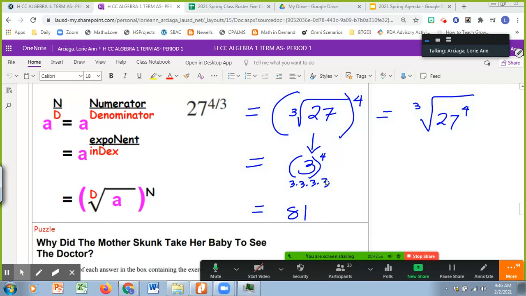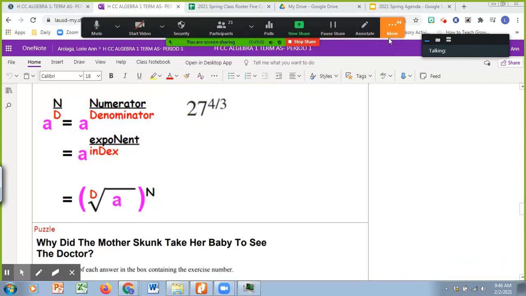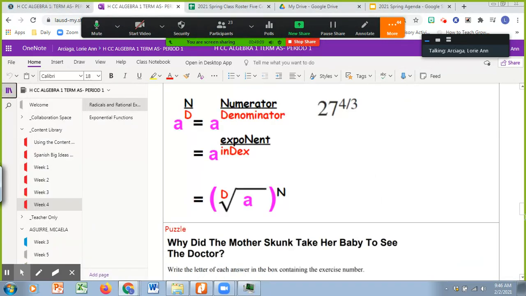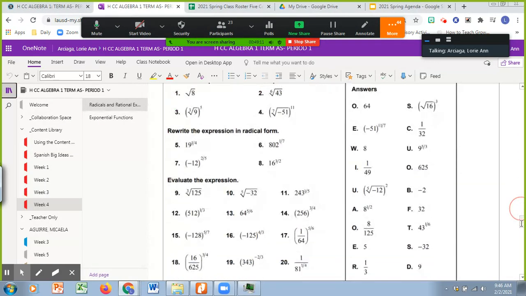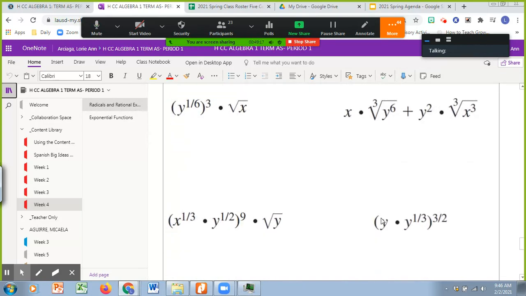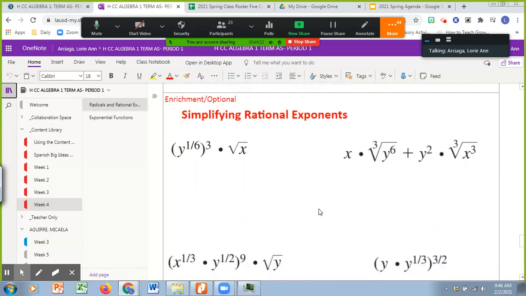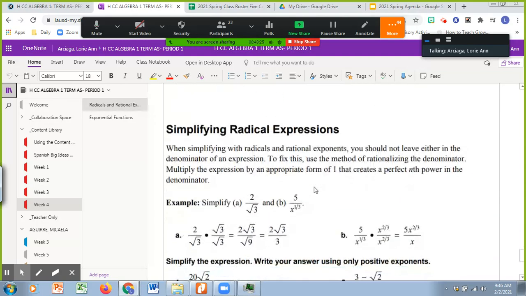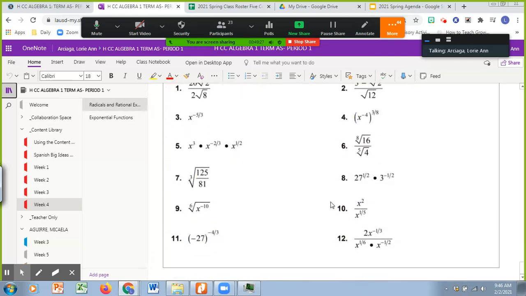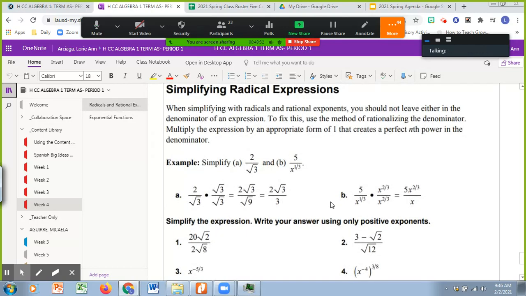Okay, so for your homework, you're gonna do the puzzle at the bottom. Why did the mother skunk take her baby to see the doctor? And on this page, you will also see additional or enrichment examples, right here at the bottom. Simplifying. I'll try to go over it with you next time. Maybe this, the 4 questions here. And then these are just some enrichment examples if you want to. These are optional though.